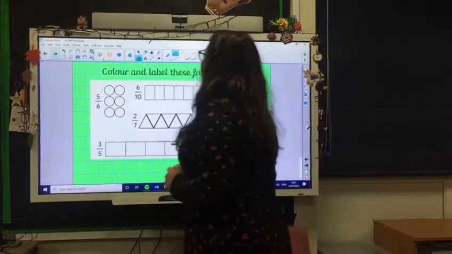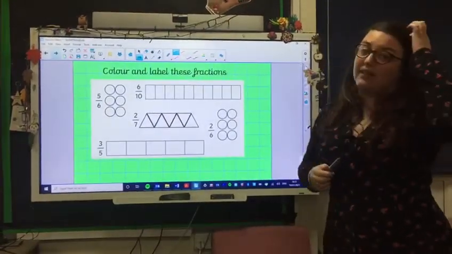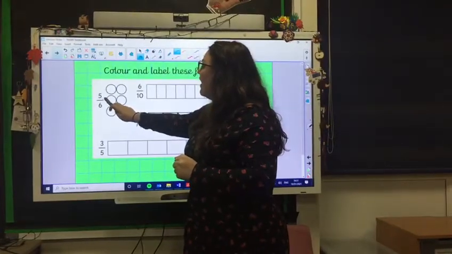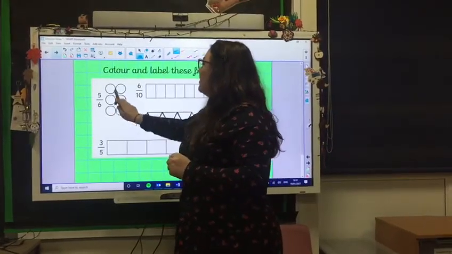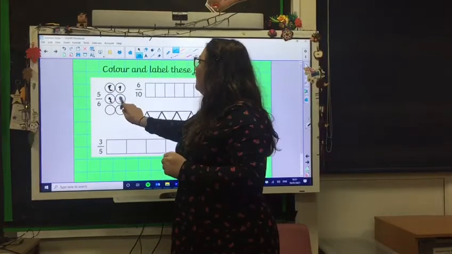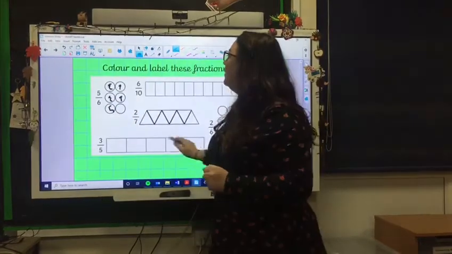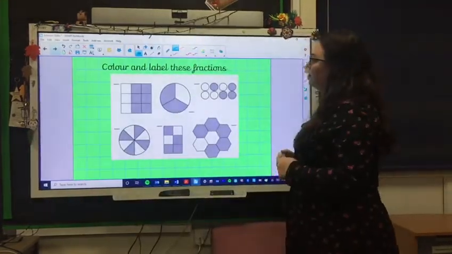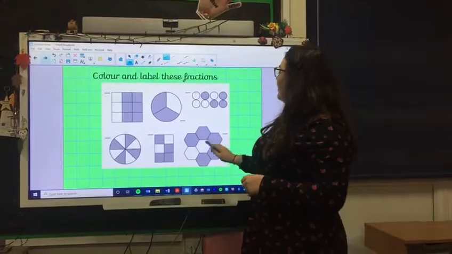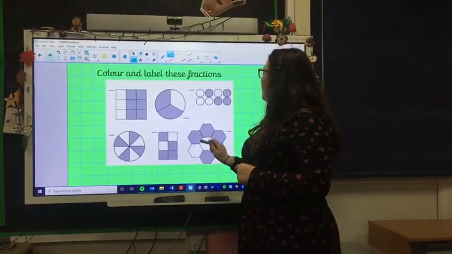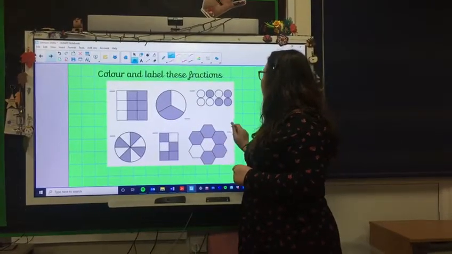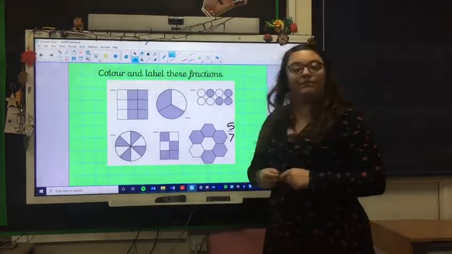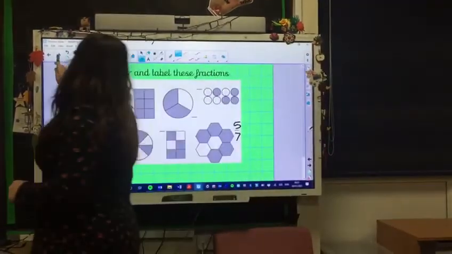So what you're going to be doing today is colouring and labelling these fractions. Using this diagram, you're going to colour in 5/6. So you've got 6 there, so you'll colour in 5 of the 6 of them. And so on. Then you need to write down what fraction these shapes are showing. So let's take this one. The top number, the numerator, is 1, 2, 3, 4, 5, out of 1, 2, 3, 4, 5, 6, 7. Okay?